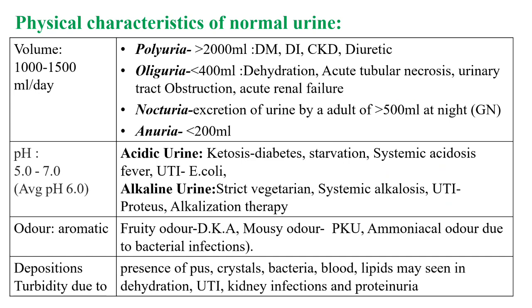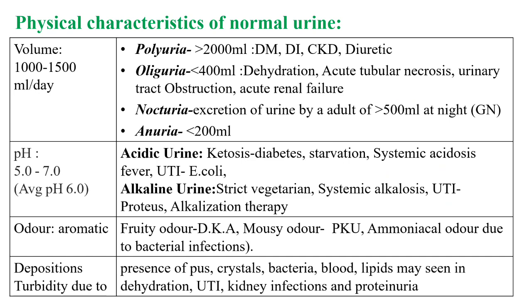Next, pH. Normal pH of urine ranges between 5 to 7. Acidic urine will occur in ketosis like diabetic ketosis, starvation ketoacidosis, systemic acidosis, fever, and urinary tract infections like E. coli. And alkaline urine is excreted in a strict vegetarian diet, systemic alkalosis, urinary tract infections like Proteus infections, and alkalization therapy.